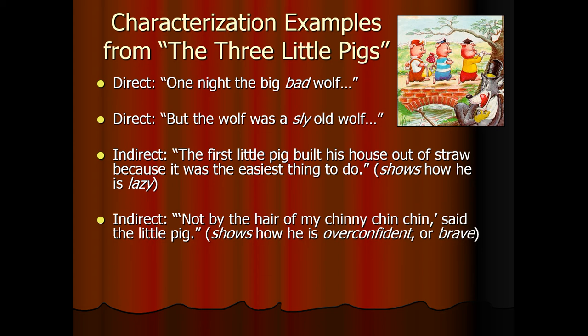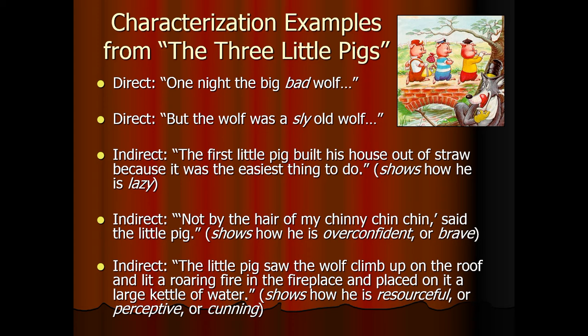An indirect piece of characterization: when the pig says to the wolf outside the door, "Not by the hair of my chinny chin chin," said the little pig. Again, he's talking to a big bad wolf, a creature that's much larger than him who wants to and can eat him alive. So he's kind of shoving it back in his face. What does that show about him? That he's overconfident, maybe that he's brave, maybe he's standing up to him in a moral good way. Either way, it's indirectly showing this character trait.